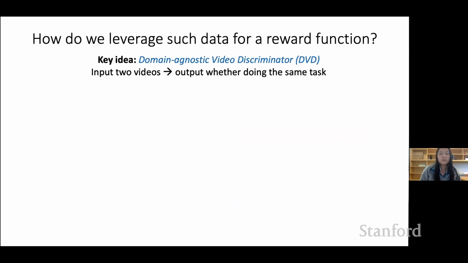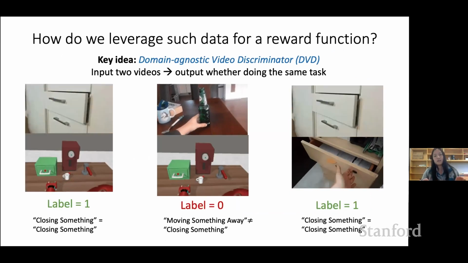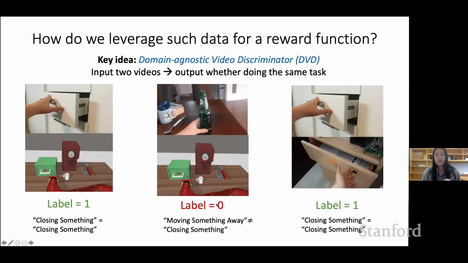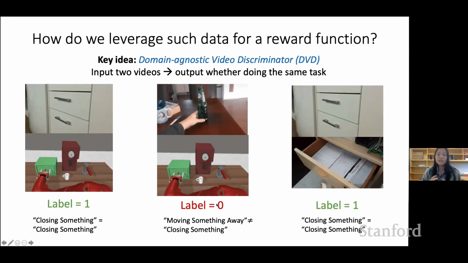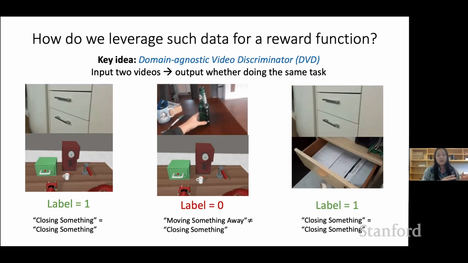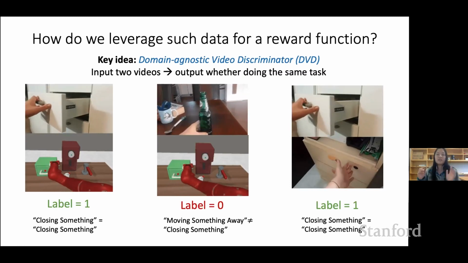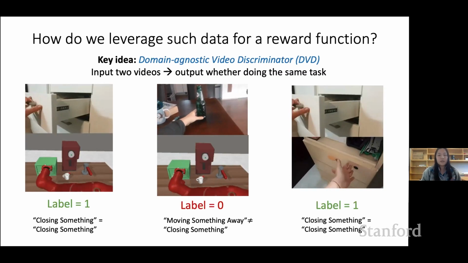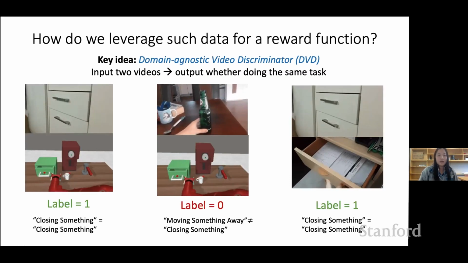The key idea to our approach, which we call domain agnostic video discriminator, or DVD, is to train a discriminator that looks at two videos and outputs whether they're completing the same task or not. So we train the discriminator to predict 1 if two videos are doing the same task, and 0 if they are completing different tasks. We can then use this discriminator in conjunction with any human video demonstration as a reward function to solve the task that's specified by that video. Unfortunately, I think I'm going to have to skip the specifics of that for time.